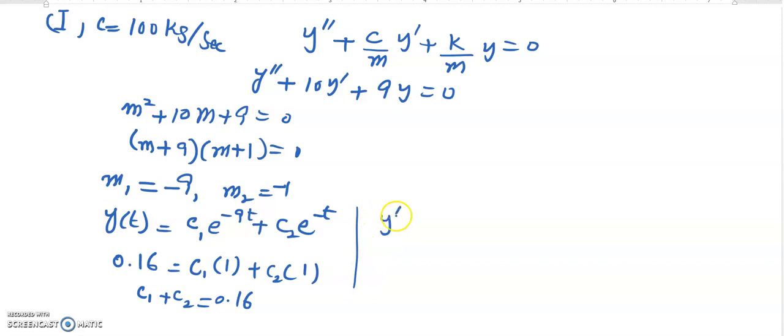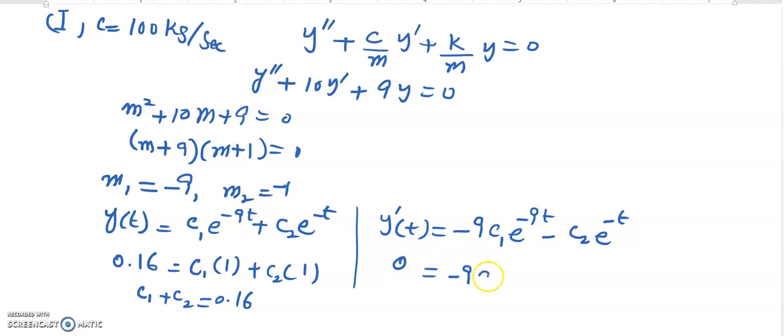And y prime of t is now minus 9 C1 e power minus 9t minus C2 e power minus t. So y prime of 0 was 0, so 0 is equal to minus 9 C1 minus C2, that is 0. So we have these two equations.